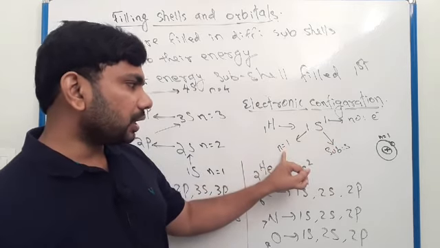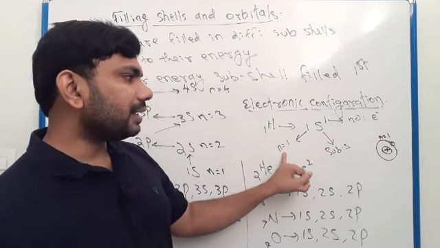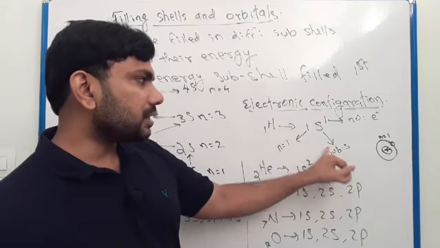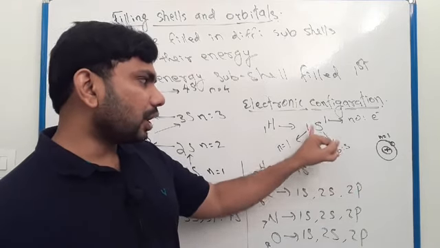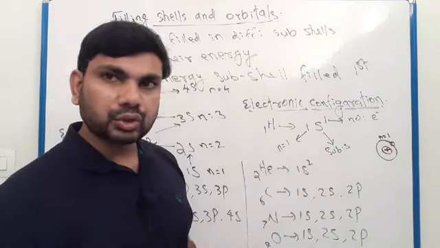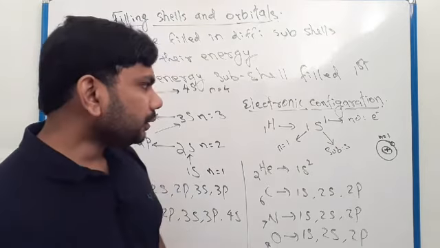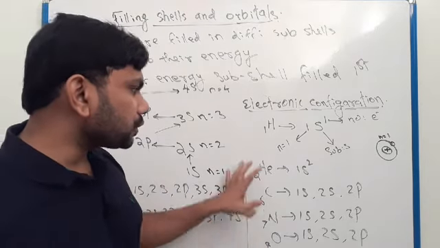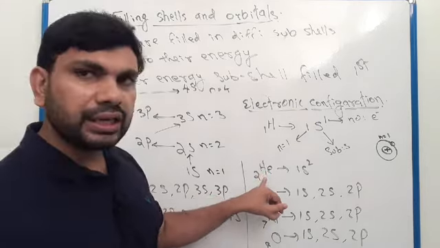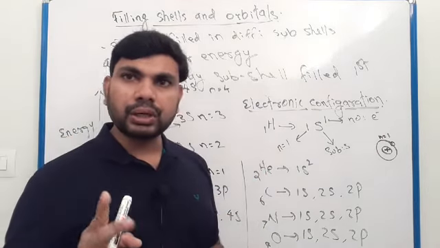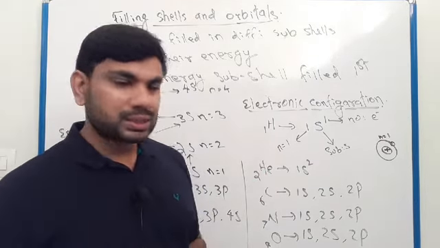Principal quantum shell n equal to 1 contains one subshell. That subshell is s. This s orbital contains one electron. Similarly, we can do the subshell electronic configuration of helium. Helium has two electrons, so 1s2.